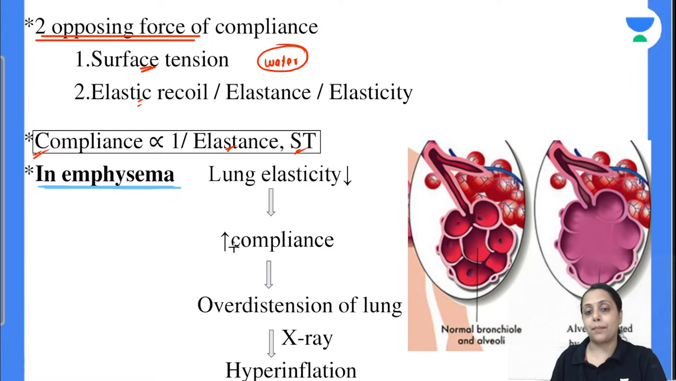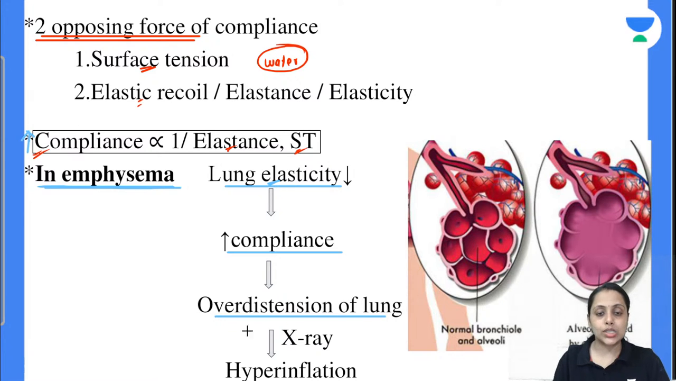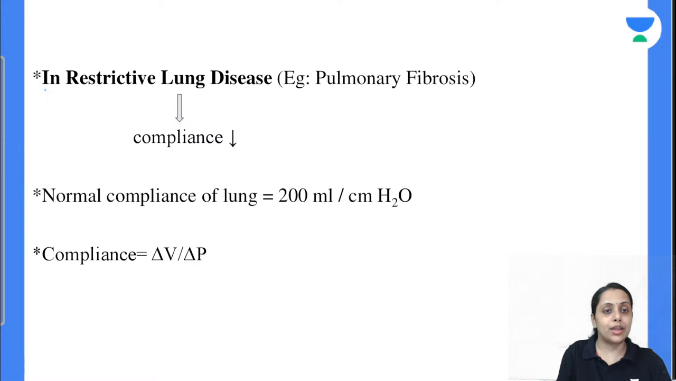In emphysema, what happened? Lung elasticity decreases. So when lung elasticity decreases, compliance increases. Lung elasticity decreases, compliance increases, and we all know compliance is the stretching of alveoli. So there will be more stretching of alveoli, and that is going to cause over distension of the lung, and in x-ray we are going to see these hyperinflation areas.